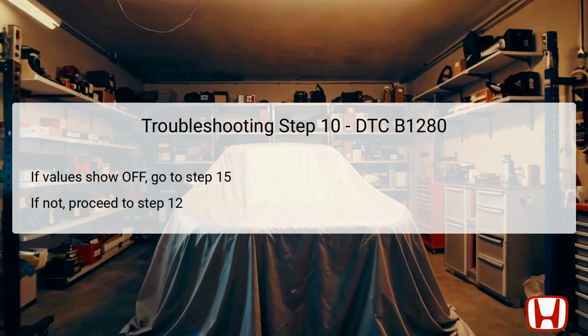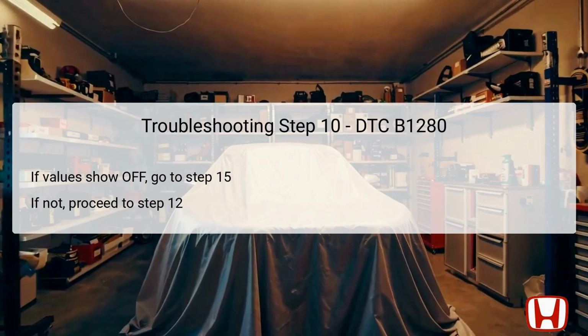At this point, if both data list values show off when the turn signal switch is in either position, it suggests that the previously identified issues may have been resolved through the steps taken thus far. If this is the case, you would proceed to step 15 for potential corrective action.